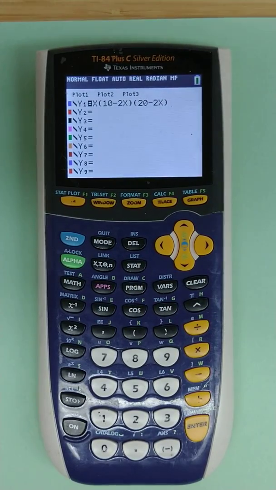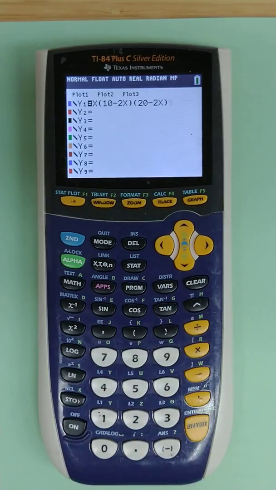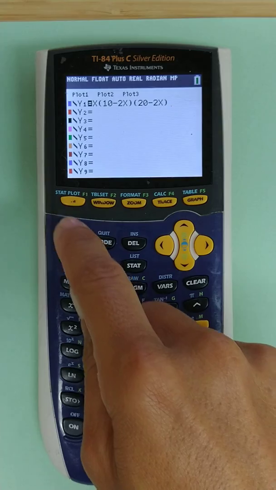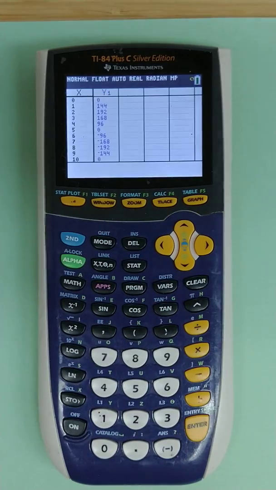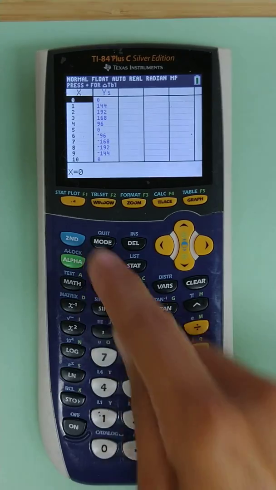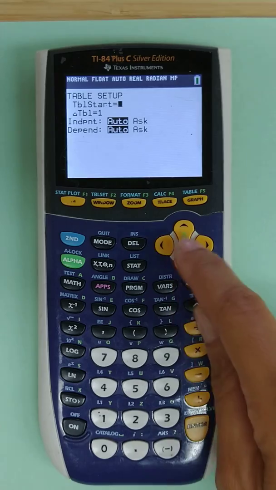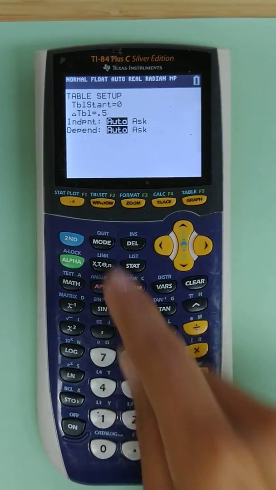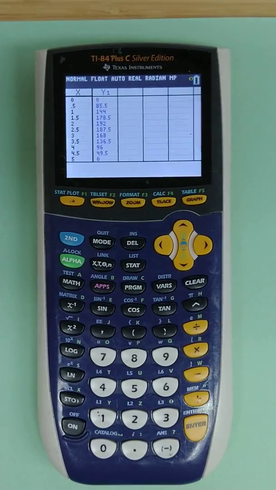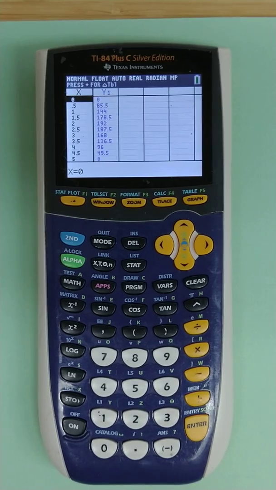To see a table of values for this volume function, I need to have entered this equation into y1. To view the table, I simply go to second table. However, I need to change the delta x, the increments, to 0.5. So I go to second table set, and I change this to 0.5, and then view the table again. And that is what you should have shown me to get full credit.